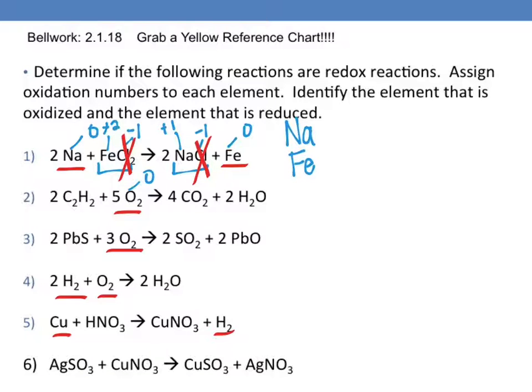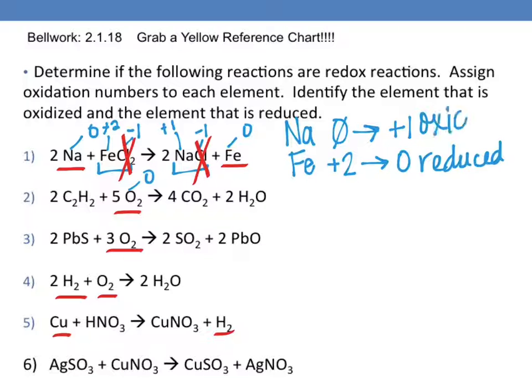What we want to do is look and see how their charges changed. So Na went from a 0 to a +1. Fe went from a +2 to a 0. So whose charge went down? Fe. So that means it is reduced. And that means sodium has to be oxidized.